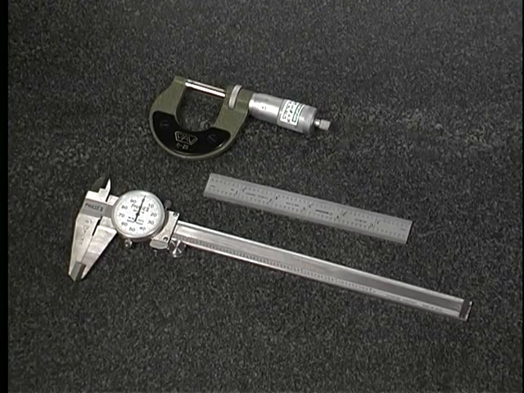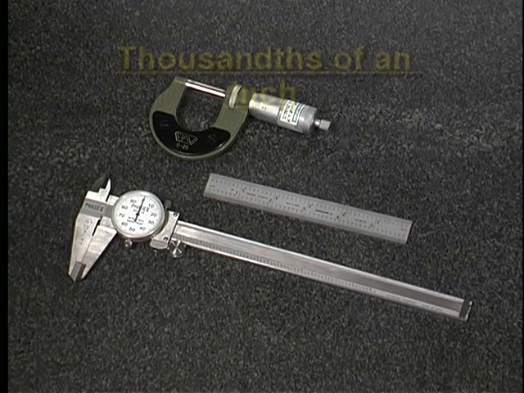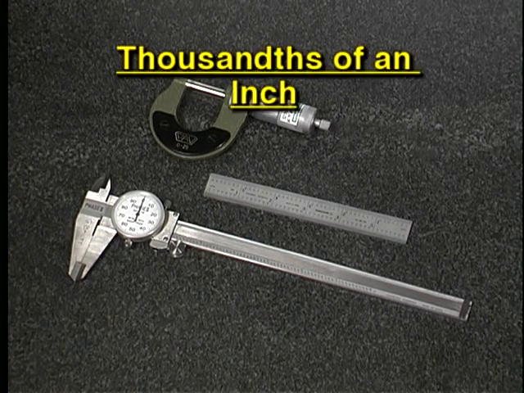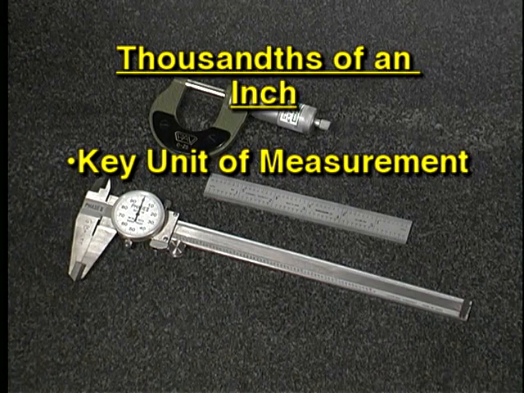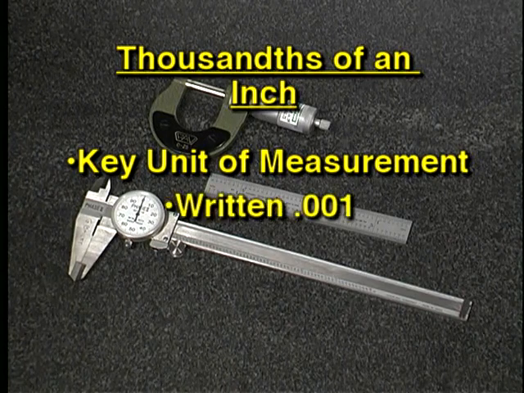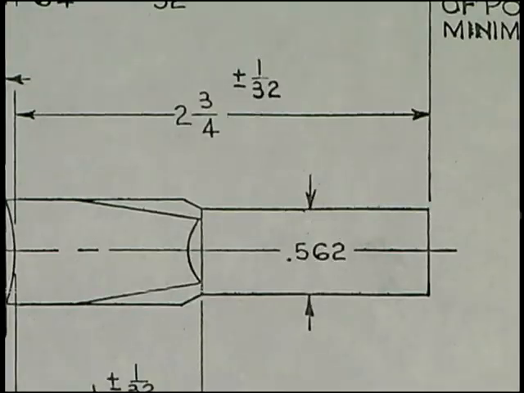The inch is divided into 1,000 equal parts called thousandths of an inch. The thousandth is the key unit of measurement for precision machine parts in the machine tool industry and is written 0.001. You will notice that the inch system can use decimals or fractions to represent measurements smaller than 1 whole inch. Parts that do not require as much precision can be measured in the inch system using fractions of an inch.